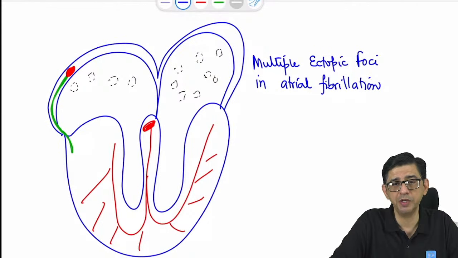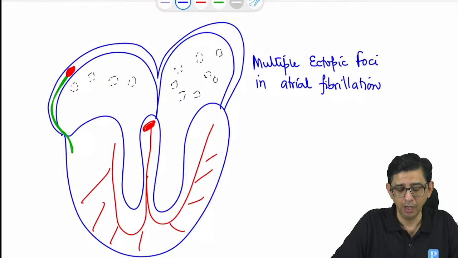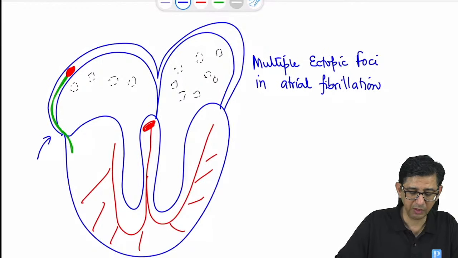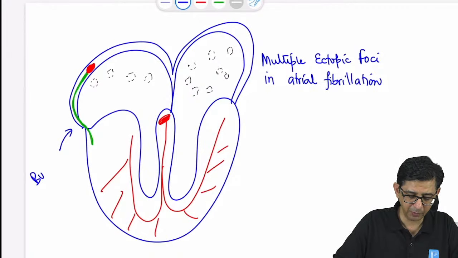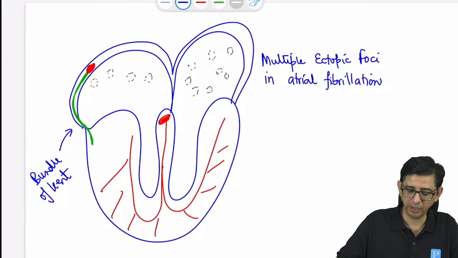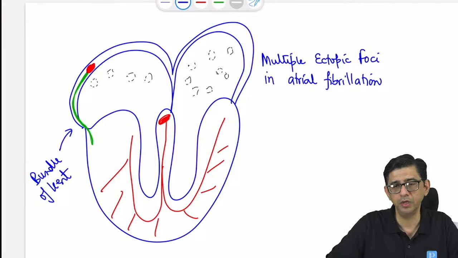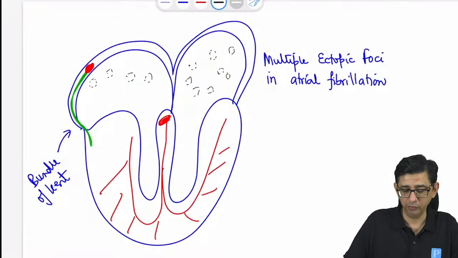Why we do not use adenosine in these patients is primarily because a lot of patients of atrial fibrillation might be having a bypass tract in their heart. The bypass tract currently shown in this line diagram is the bundle of Kent. And this bundle of Kent at the moment is not conducting. The impulses are going directly into the AV node and directly going into the fascicles, and therefore the ventricles are contracting very fast also.